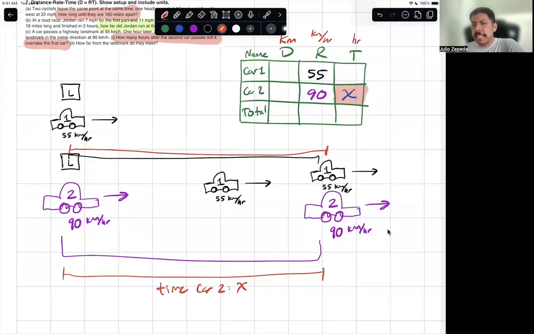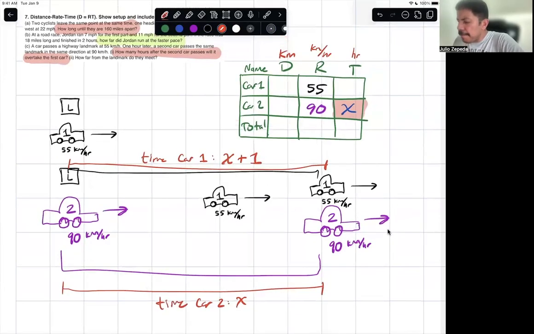The time is not going to be the same. The time for car two, we said was x. The time for car one is 1 more hour, x plus 1. Because remember, for car 1 to get this distance away from the landmark took 1 more hour than what it took car 2. Car 1 passed the landmark, and then 1 hour later, car 2 started passing the landmark, and that's where the timer started for car 2.